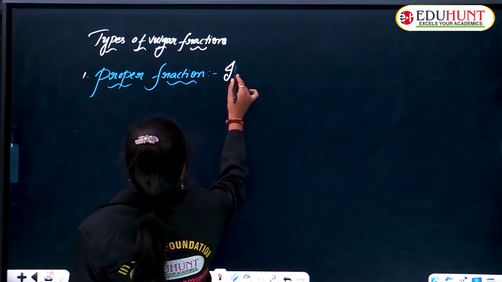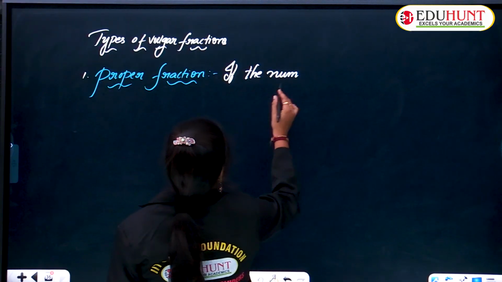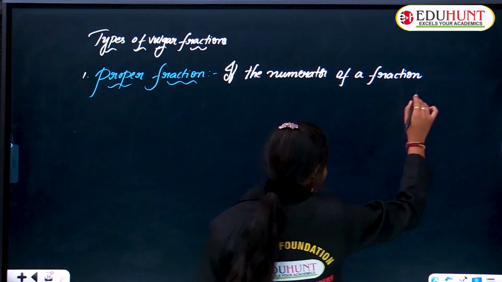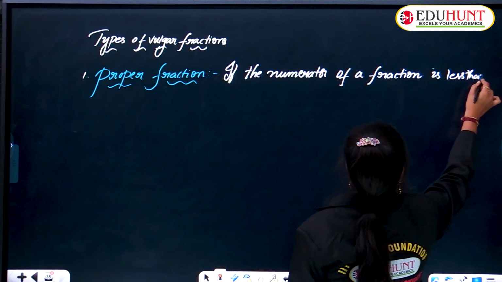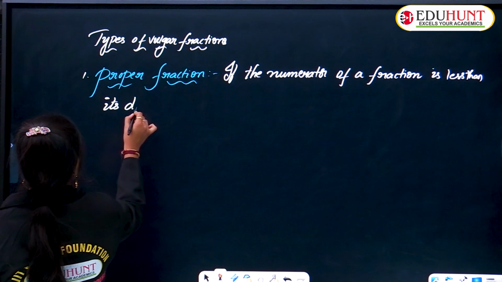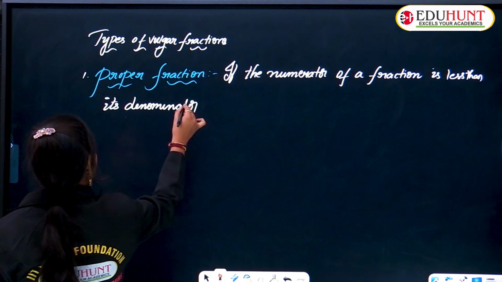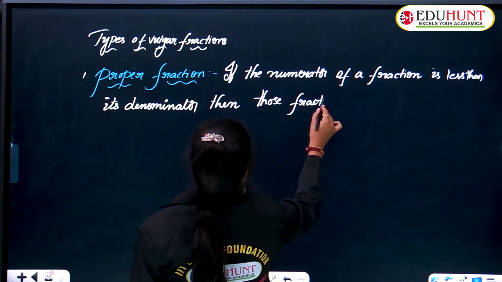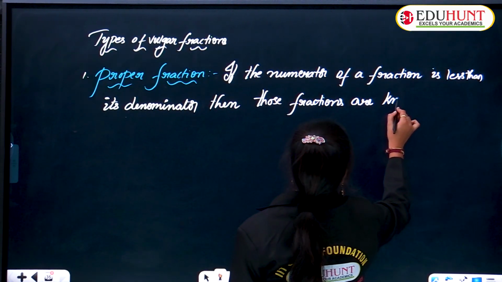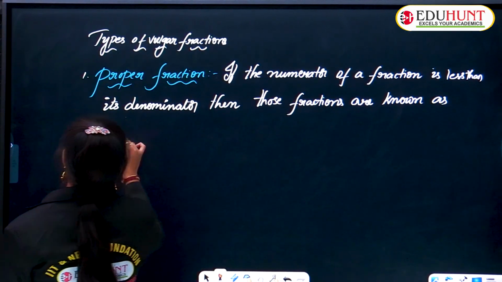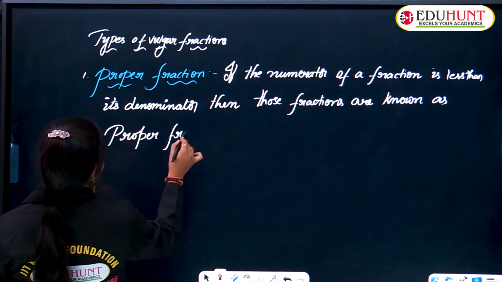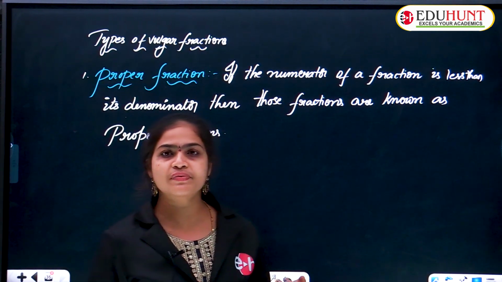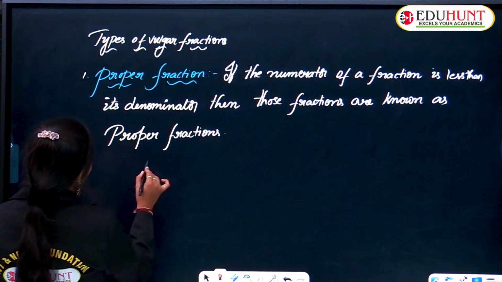If the numerator of a fraction is less than its denominator, then those fractions are known as proper fractions. Am I clear? If the numerator of a fraction is less than its denominator, we call those fractions proper fractions. Okay, for example, 2 by 5.